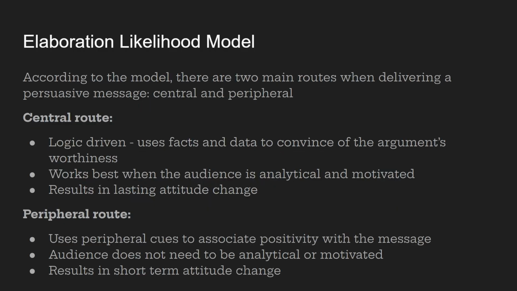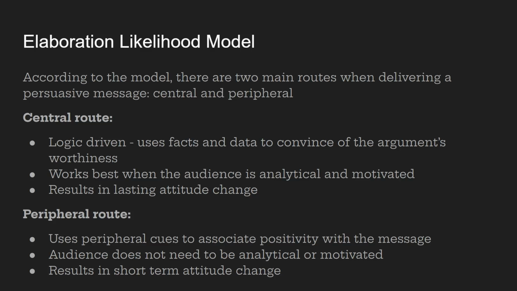So the elaboration likelihood model. According to this model, there are two main routes when delivering a persuasive message, the central and peripheral routes. The central route is logic-driven. It uses facts and data to convince people of the argument, and it works best when the audience is analytical and motivated to listen, like they want their opinion to be changed, they want to learn more, and this results in a lasting attitude change.